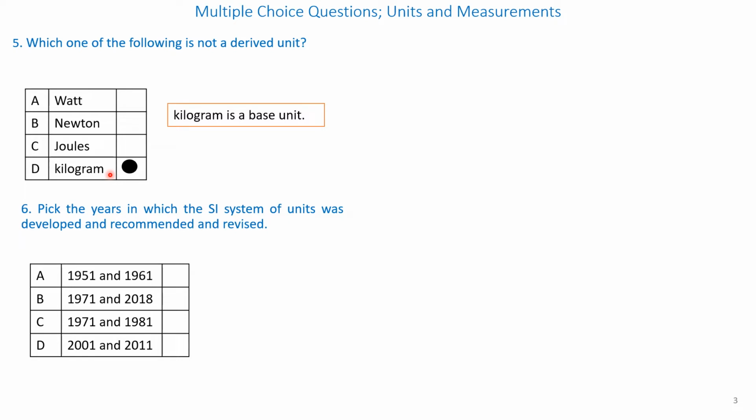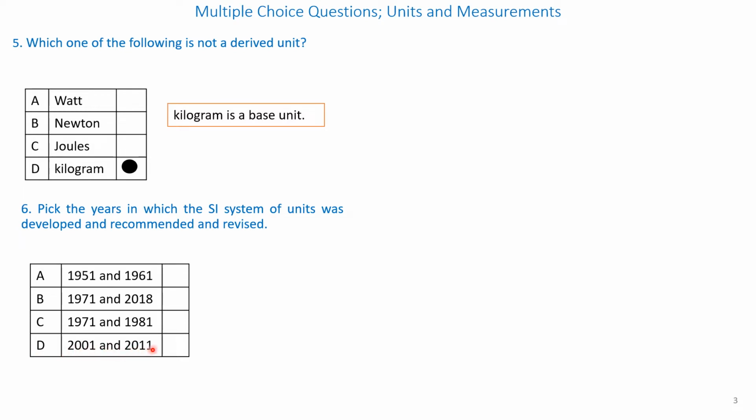Question number 6. Pick the years in which SI system of unit was developed and recommended and revised. So there are four options. Option A, 1951 and 1961. Option B, 1971 and 2018. Option C is 1971 and 1981. And option D is 2001 and 2011.